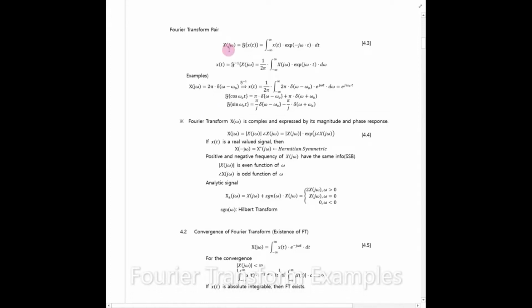We talked about the Fourier transform expression and the inverse Fourier transform expression. Let's look at the delta function expression. From here, X(jω) is given by this one. If I plot X(jω) here, X(jω) is 2π times a delta function at ω0, 2π times delta(ω minus ω0).